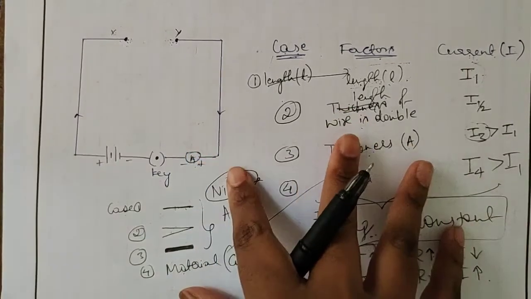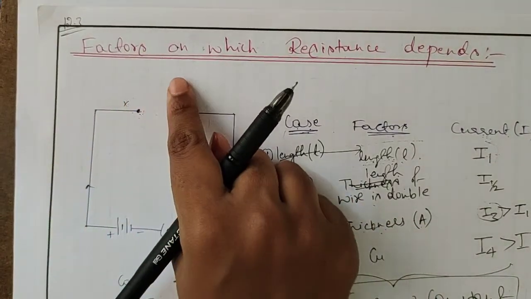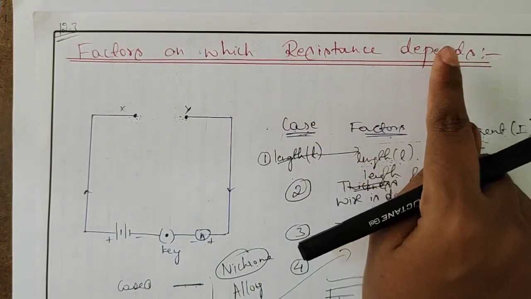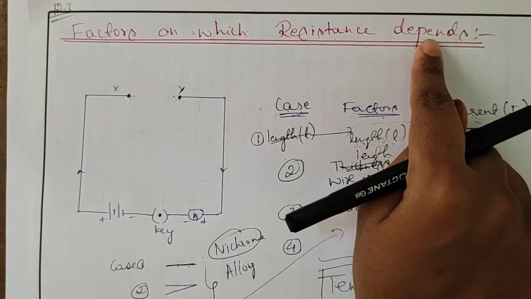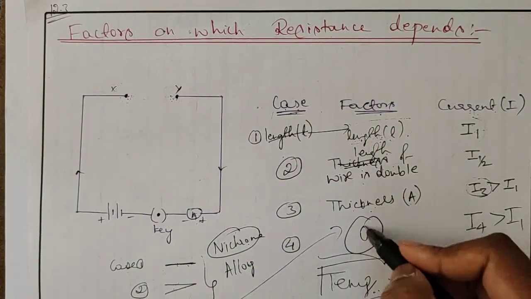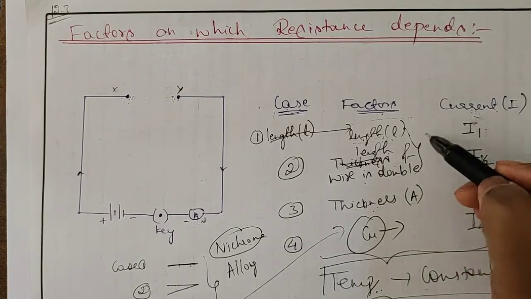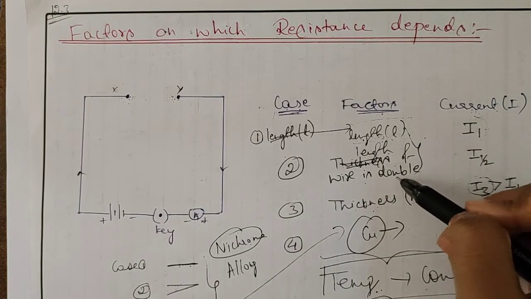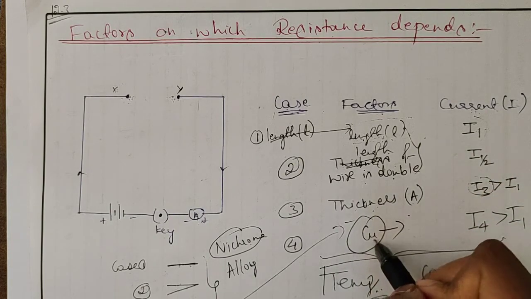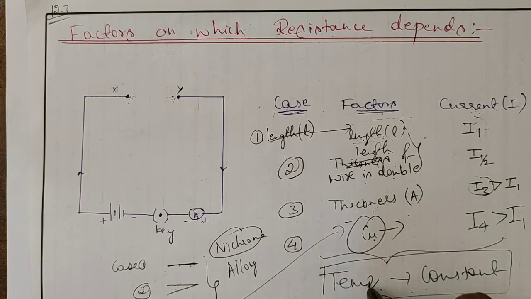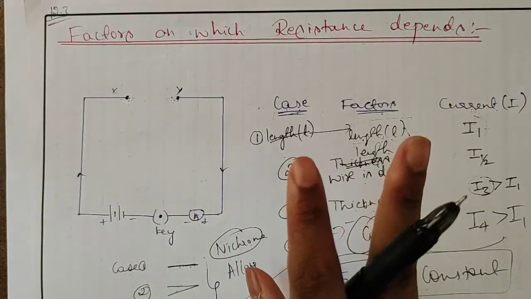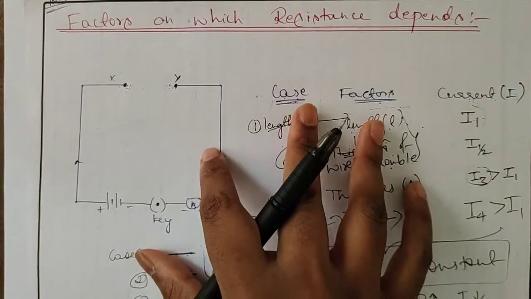Now this is an important question for you. They will ask you for 2 marks: list the factors on which resistance depends. What you need to write are only 4 factors: the length of a wire, the thickness or area of cross section of a wire, the material of a wire, and the temperature of the wire. From this experiment you will get this 2 marks question. If not, they will ask something from this activity only.